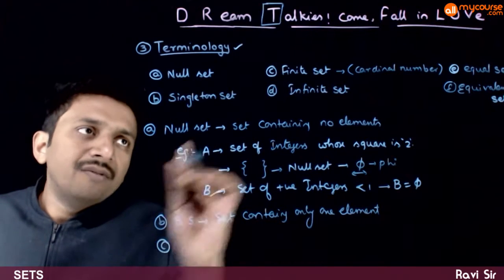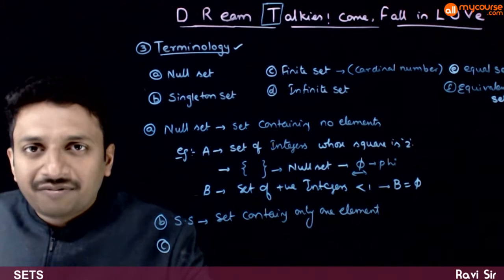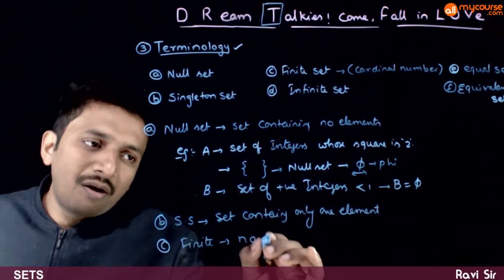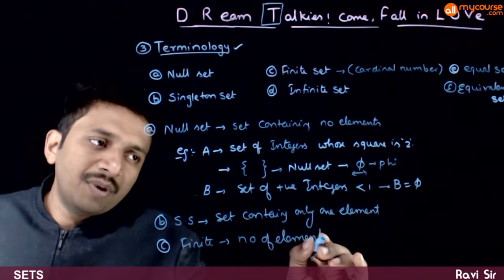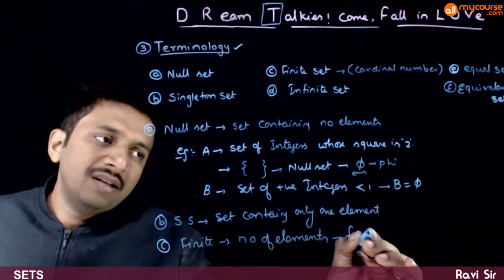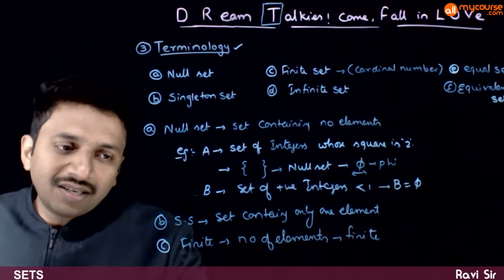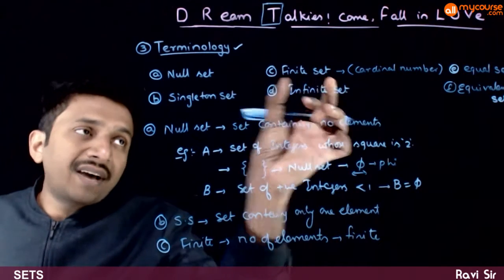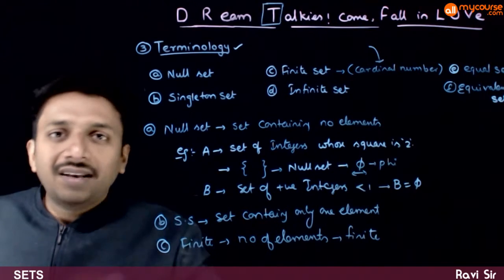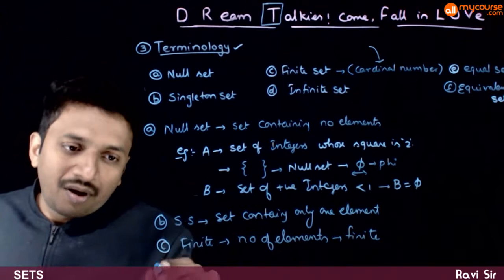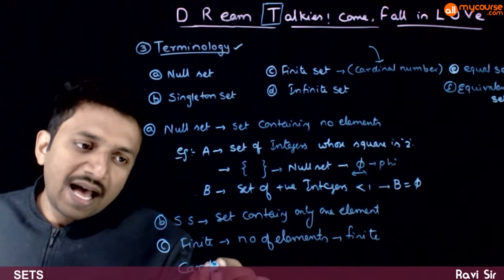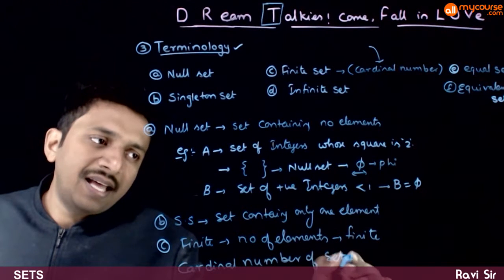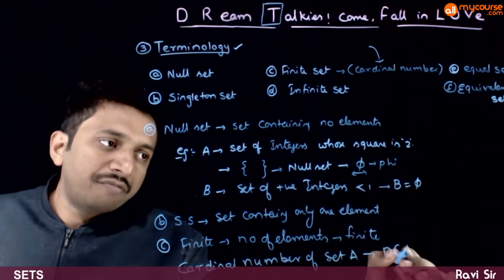And finite set and infinite set are clear from the name itself. Finite set is a set where the number of elements is finite. You have a countable number of elements, then it's called a finite set. Uncountable number of elements, you have an infinite set. And regarding finite set, you have another word called cardinal number. So the cardinal number of a set, for example set A, is denoted by n of A.